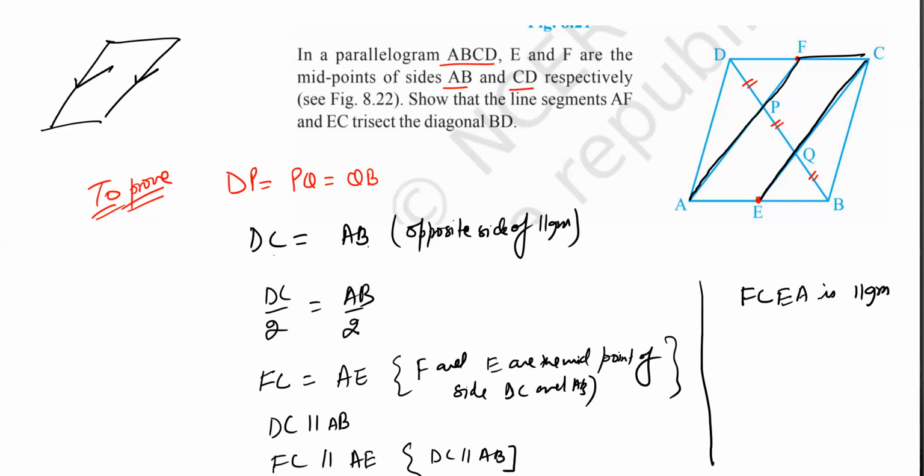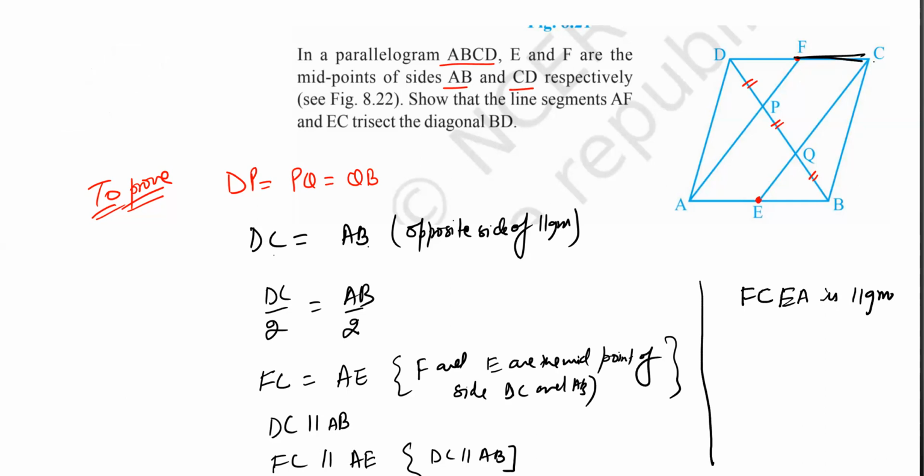Yes, sir. Done. This is a very important question. So we can say that FCEA is a parallelogram. Why? Because we have proved that this side is equal to this side and this side is also parallel to this side. So we can say that FCEA is a parallelogram, so AF will be parallel to CE. Means this side will be parallel to this side. Got it? This we need to prove.